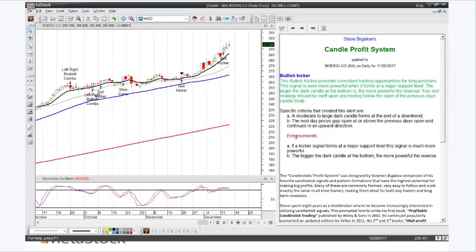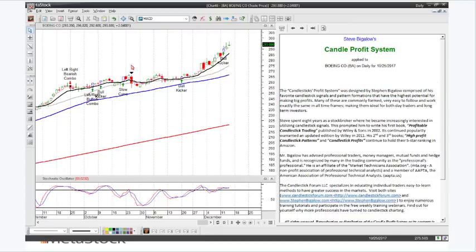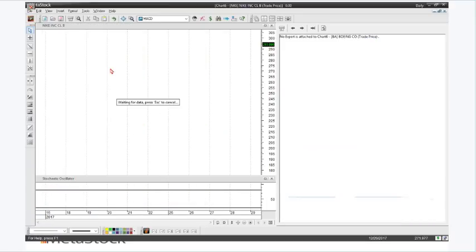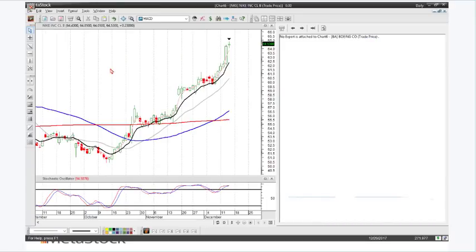Gary asked, could you look at NKE on a daily chart? You bet. We're on a daily chart. One of the things about MetaStock is you can jump to a chart anytime you want to, just by typing in the symbol. When I start to type a search, it basically will give you a list of all of the stocks that are available. So literally all you have to do is type in the symbol that you want and hit enter. It's going to change the chart view for you.